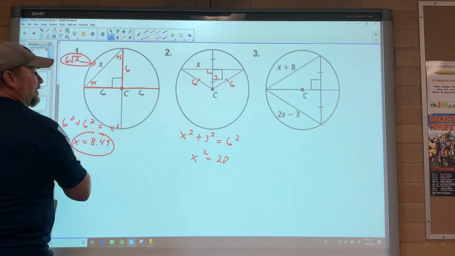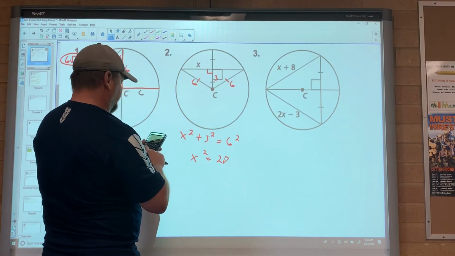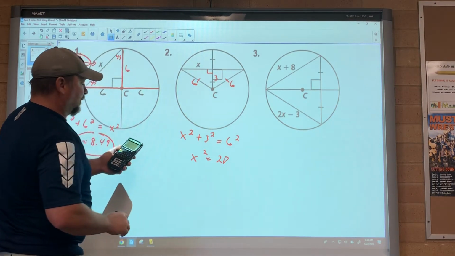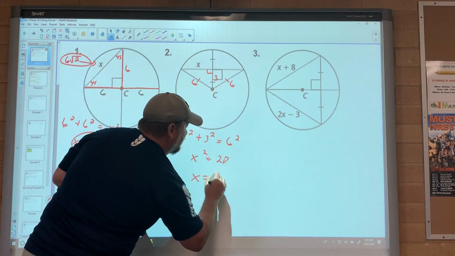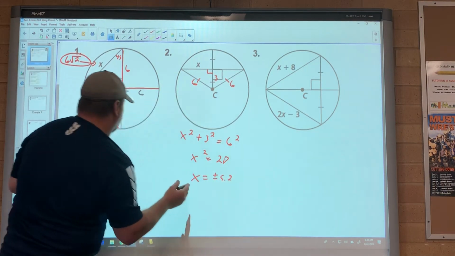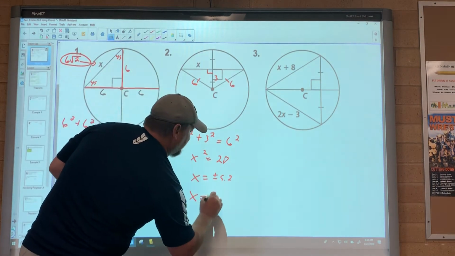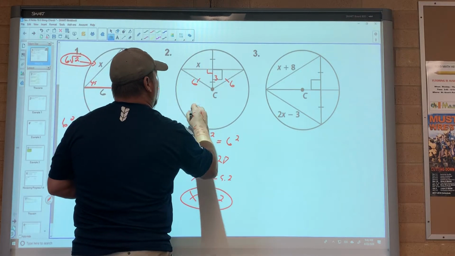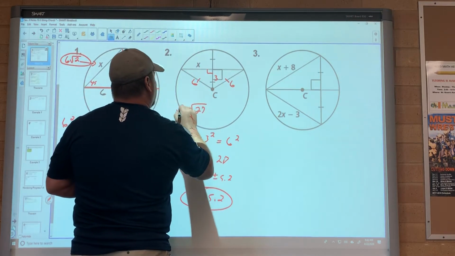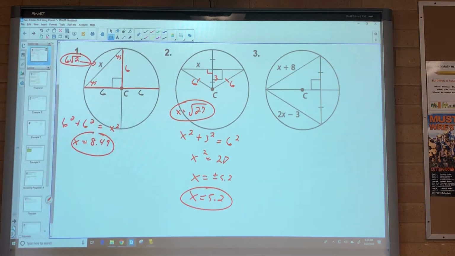And we'll move this down a little bit so you can see it. Then radical 27. The radical of 27 is 5.2. So x equals plus or minus 5.2. That's what I told you it would be over here, but we get rid of the plus or minus and just say x equals 5.2. Or the exact answer would be radical 27. X equals that or that. Either one of those would be correct.